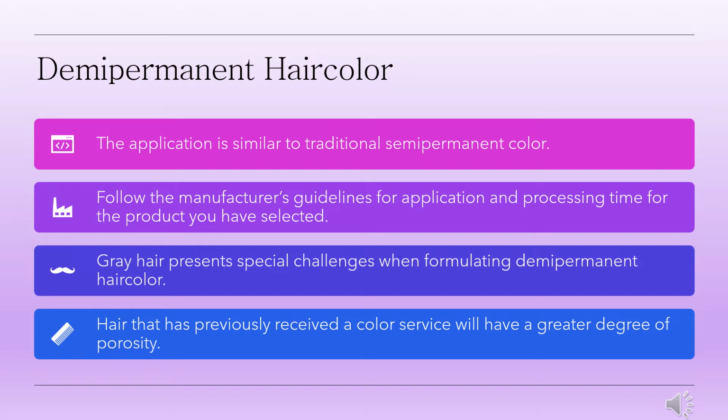Demi-permanent hair color is similar to traditional semi-permanent hair color. And again, I am reiterating: with demi-permanent hair colors, follow the manufacturer's guidelines for the application and the processing time of the product that you select. It covers gray hair. It presents special challenges when formulating demi-permanent hair color. Hair that has previously received a color service will have a greater degree of porosity. Again, demi-permanent hair color deposits, and it does not lift.